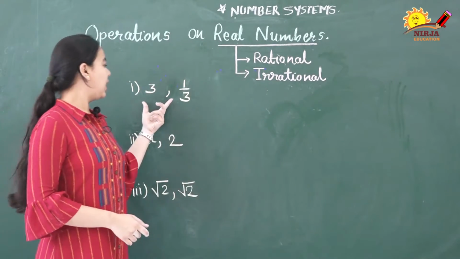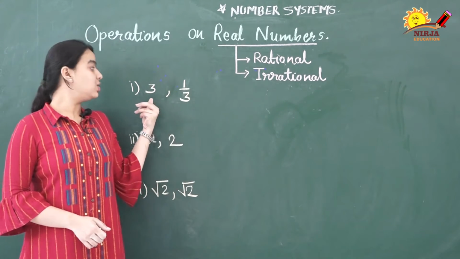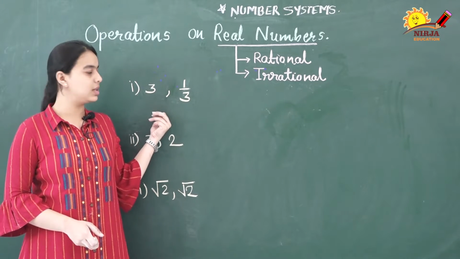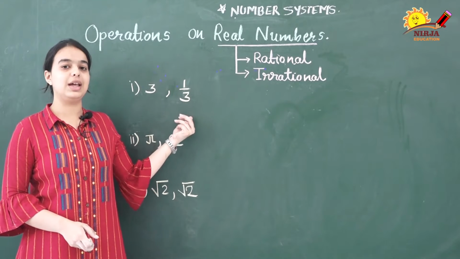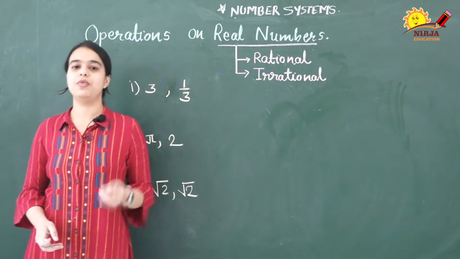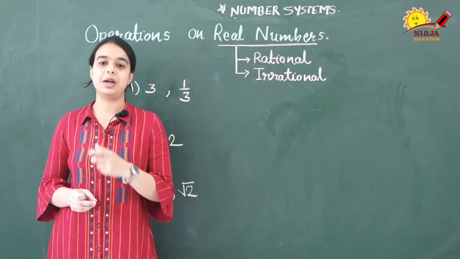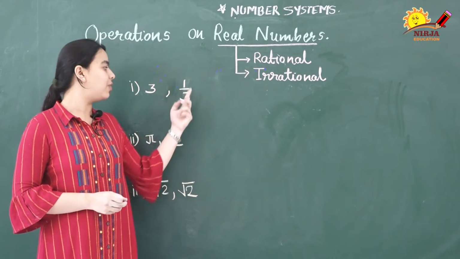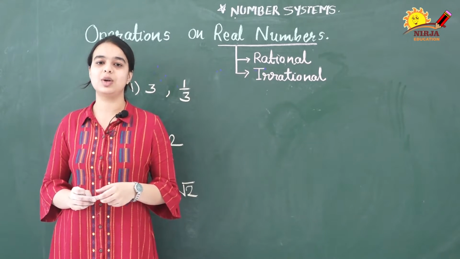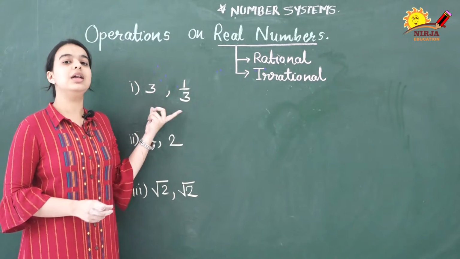In the first example, I have taken two numbers: 3 and 1 by 3. 3 is a rational number, right? Because every natural number is included in the rational numbers. 1 by 3 also we can say is a rational number. Why? Because when we do the decimal expansion of 1 by 3, we get 0.333 and so on. That means the decimal expansion of 1 by 3 is non-terminating repeating. Hence we can conclude that 1 by 3 is a rational number. So both the numbers which I have taken are rational numbers.